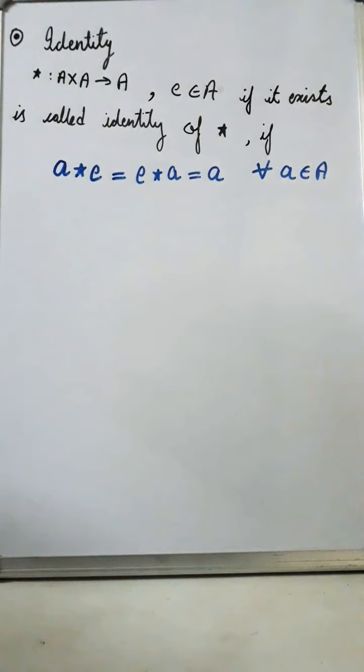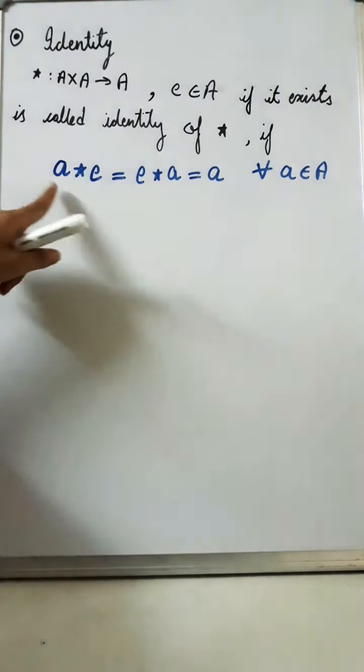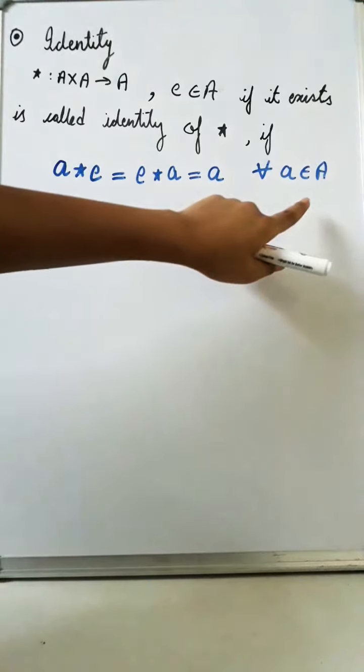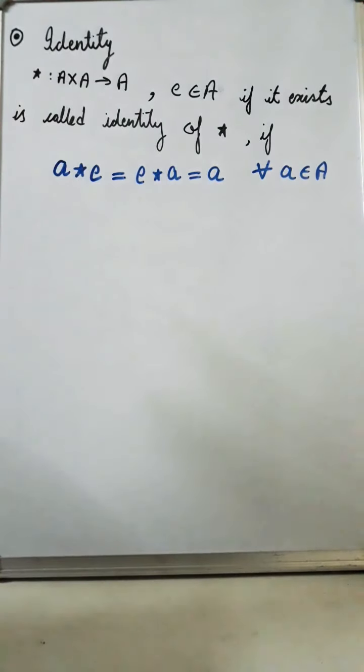Identity of a binary operation. Star is a binary operation mapped from A cross A to A, and suppose E is any element belonging to A. If it exists, it's called the identity of the binary operation star if A star E is equal to E star A is equal to A for all A belonging to A. Now look at these keywords: if it exists. This means it is not sure that an identity element will exist.